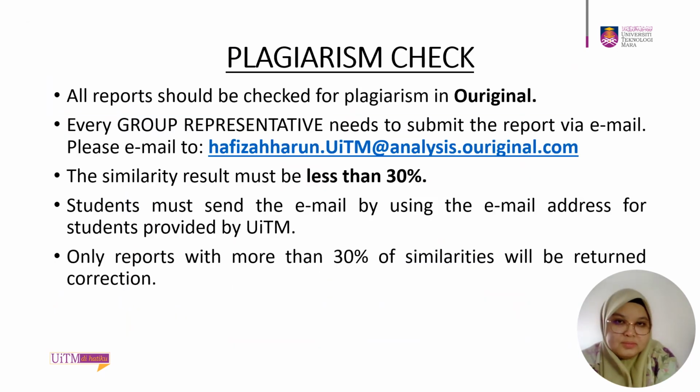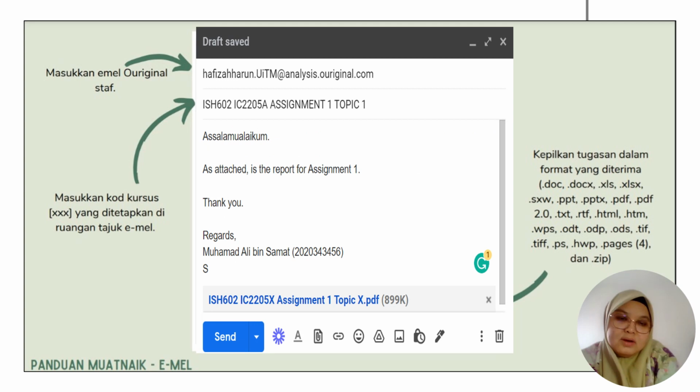Okay, so for the plagiarism check, same as for 402, only the group representative needs to submit to my Turnitin address, and use your student email. Right, so this one is also the same. For the subject of the email, please put ISH403, assignment 1, topic, or group 1, 2, or 3. Don't forget to attach your assignment, and please submit the final form of your report.